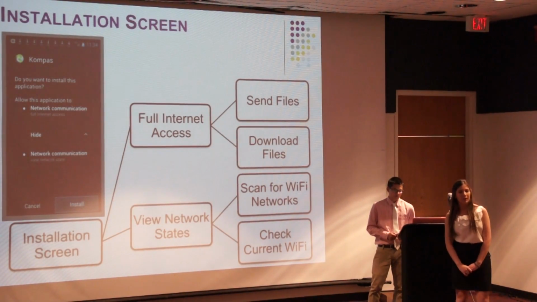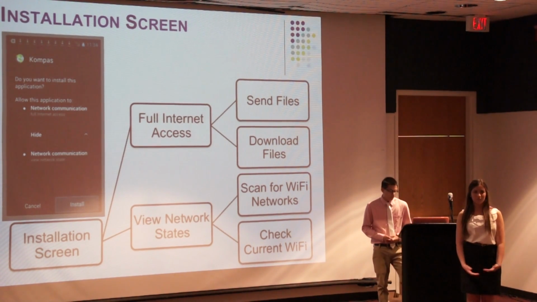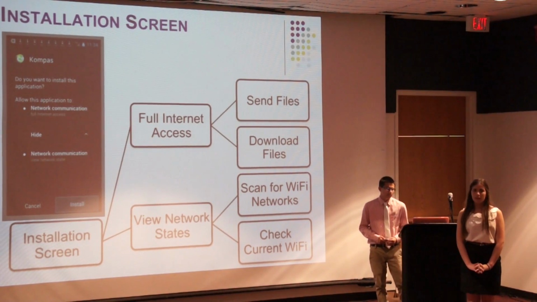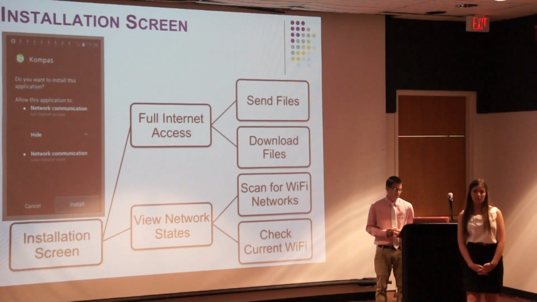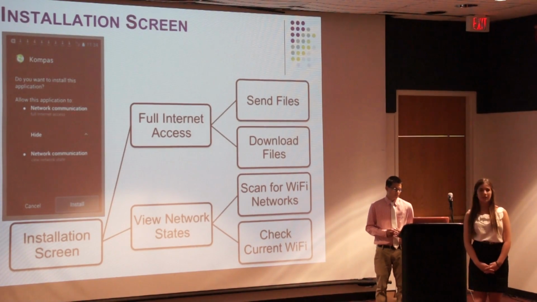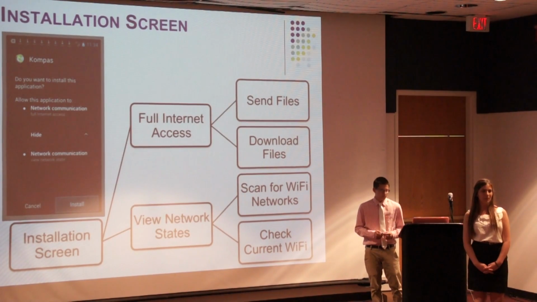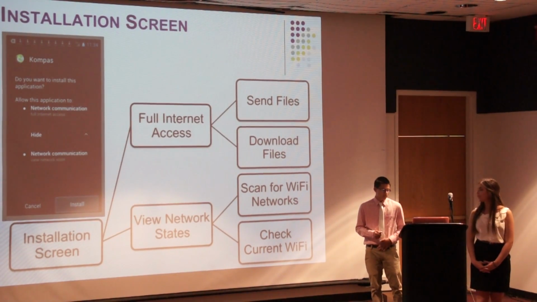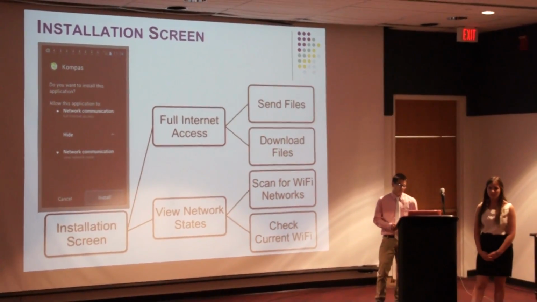This is an example of one of the installation screens. One of the apps we downloaded, Compass, which is just a compass, has the installation screen request of network communication. This request then corresponds to two different permissions, full internet access and to view the network states. These two permissions then correspond to multiple API calls. For example, sending files, downloading files, scanning for Wi-Fi networks, and accessing the Wi-Fi network.